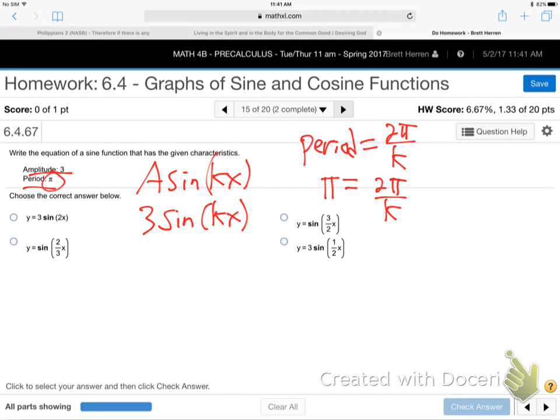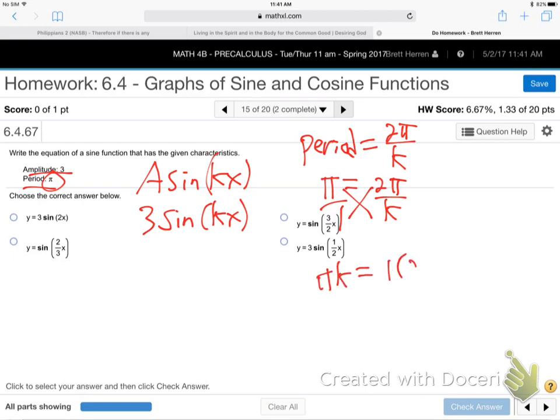So period, that's like every problem. You're going to use that. Period equals 2 pi over k. All the problems in this section, every time you're doing anything with graphing or the equations, you want to use period equals 2 pi over k. So period pi equals 2 pi over k. Now, how do I solve for k? You can put this over 1 and then just go diagonal, diagonal. You know, just cross multiply. It's about the easiest thing to do.